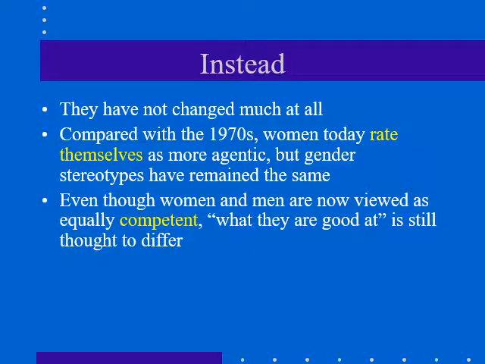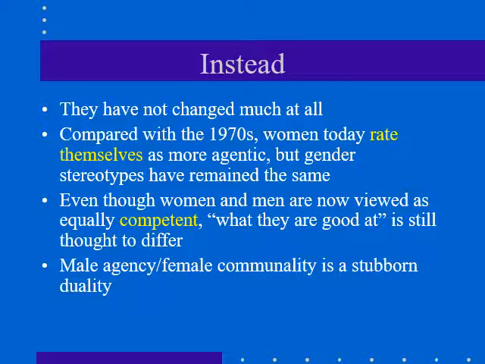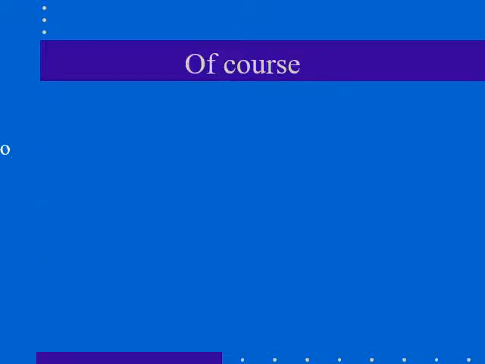Although there is one change: women and men are now viewed as equally competent, right? Meaning it's not the case that men are thought to be naturally more intelligent than women, at least not in national samples within the United States. But it's still the case that what they're good at is thought to differ. So this idea of male agency and female communality is a stubborn duality.